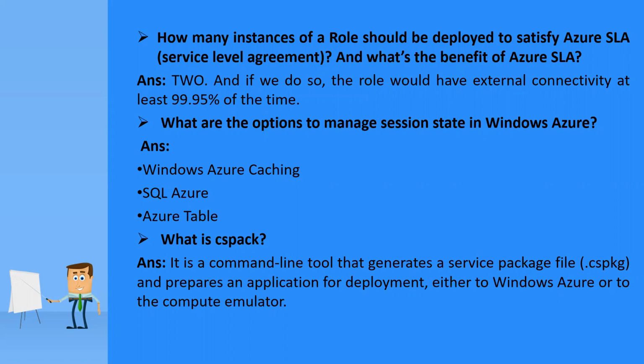Now coming to the next question, how many instances of a role should be deployed to satisfy Azure SLA? What is SLA? Service Level Agreement. And what's the benefit of that Azure SLA? The answer to the first question, how many instances of a role should be deployed to satisfy Azure SLA, is 2. And what is the benefit? If we do so, the role would have external connectivity at least 99.95% of the time, right? We shall also see this in our further videos when I am starting the course on Azure. I'll be posting a lot of videos on these. So Azure SLA would also be one of the topics that we will be going through.